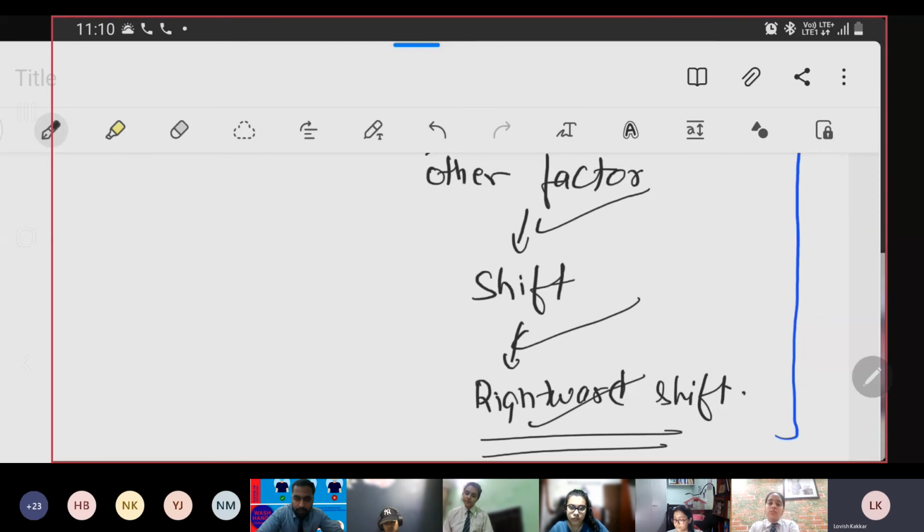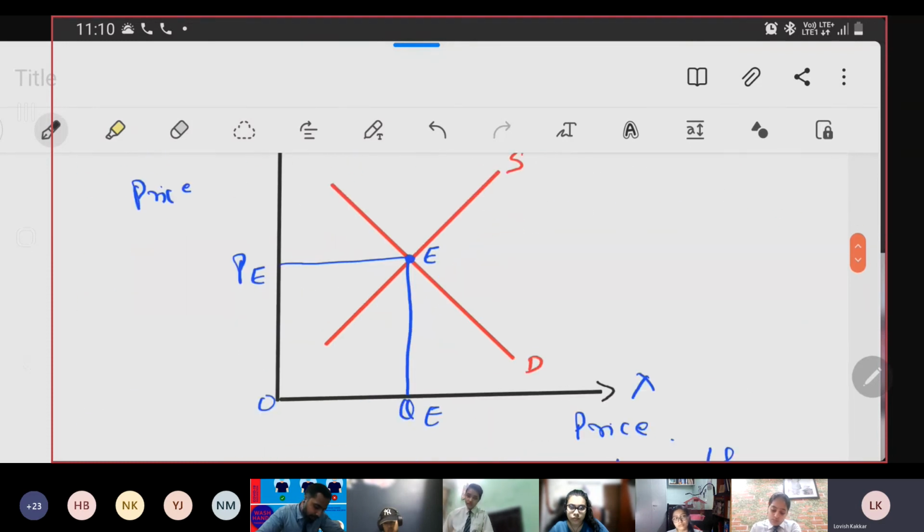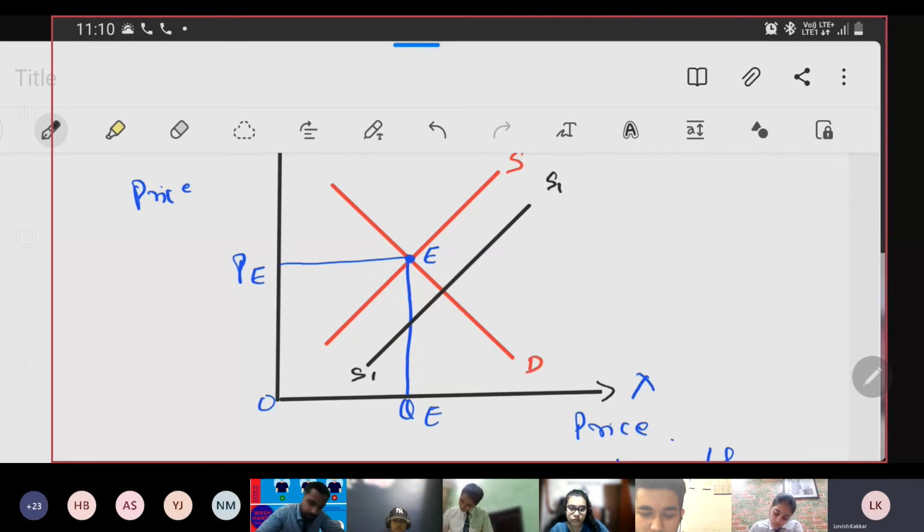Now, whatever you were able to identify or whatever you have written till now, do it on the diagram. Rightward shift in supply curve, go back to the diagram. Everyone look at the screen, go back to the diagram and make this rightward parallel shift. Try to ensure that this shift is parallel.